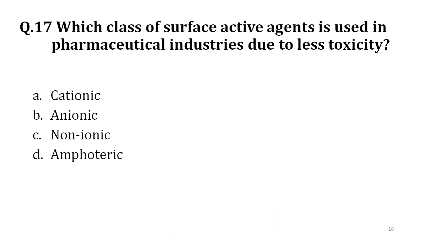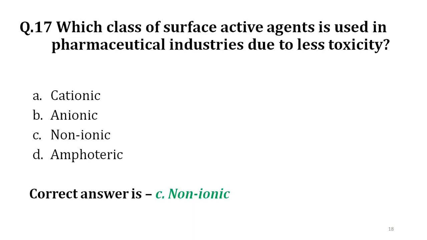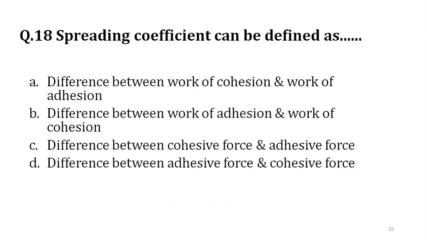Question 17, which class of surface active agents is used in the pharmaceutical industry due to less toxicity? These are the four types of surface active agent or surfactant. First, cationic; B, anionic; option C, non-ionic; and D, amphoteric. As you know, option C, non-ionic, due to less toxicity, these substances are preferred over the cationic, anionic and amphoteric types of surfactant.